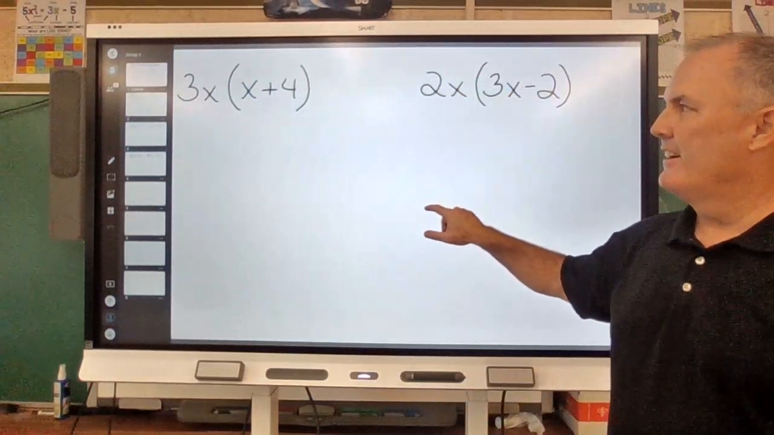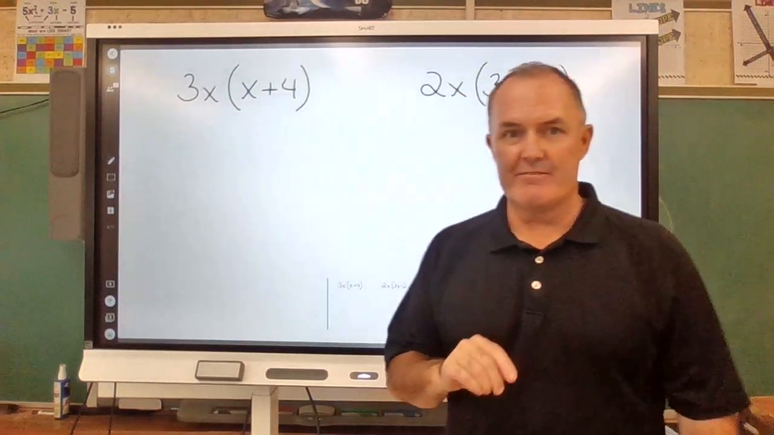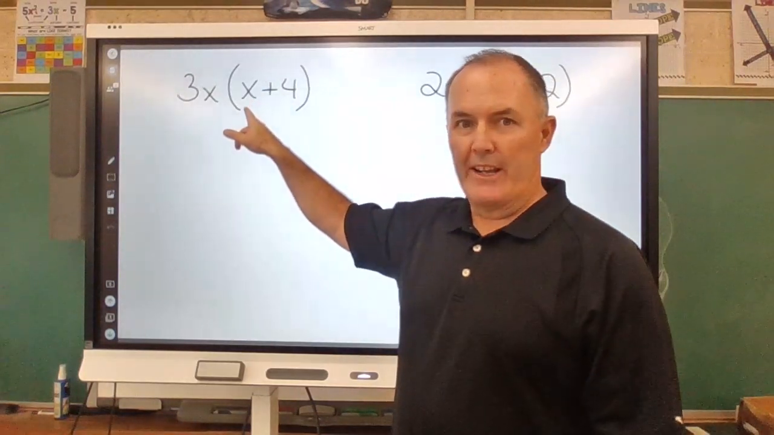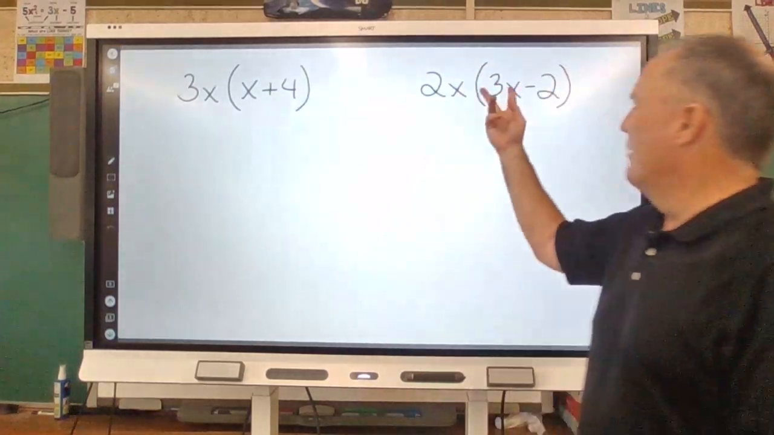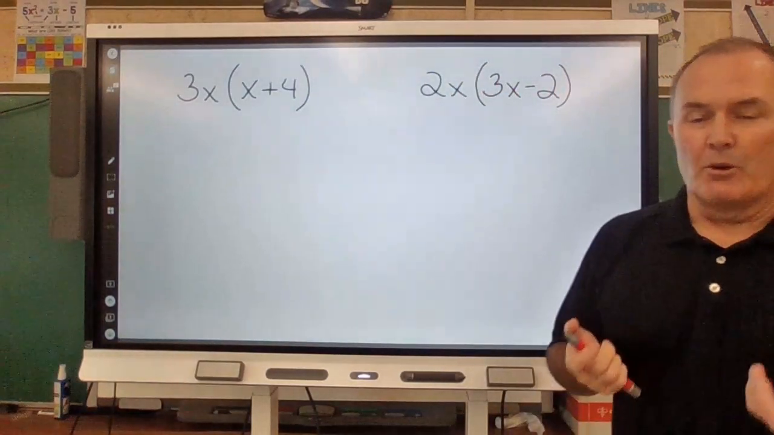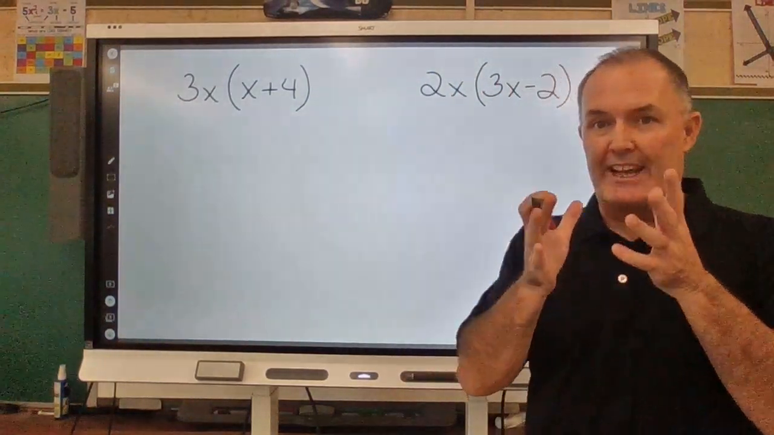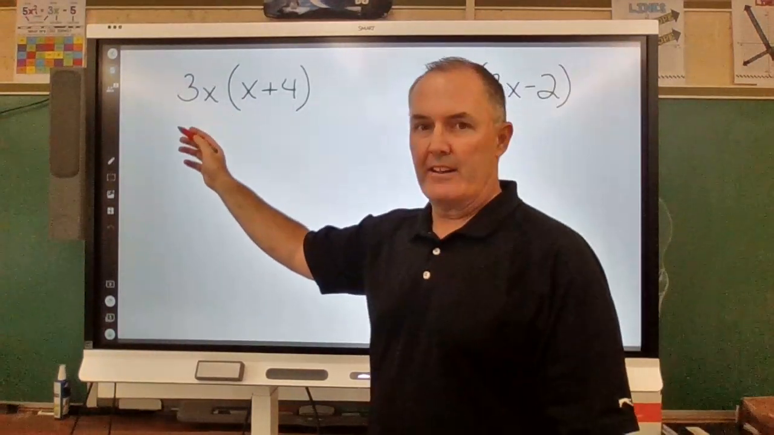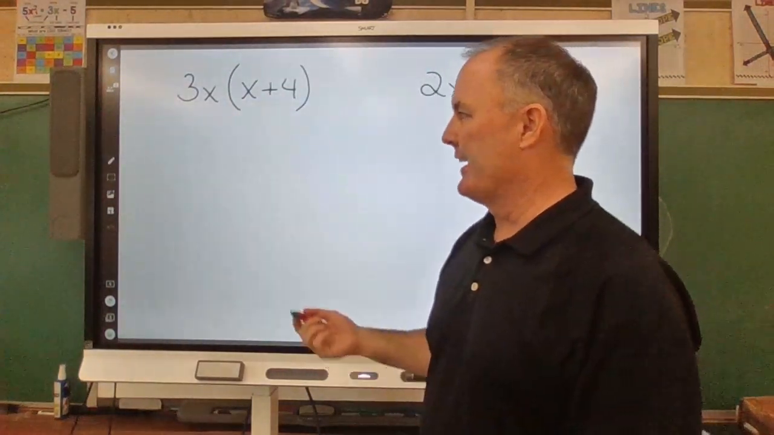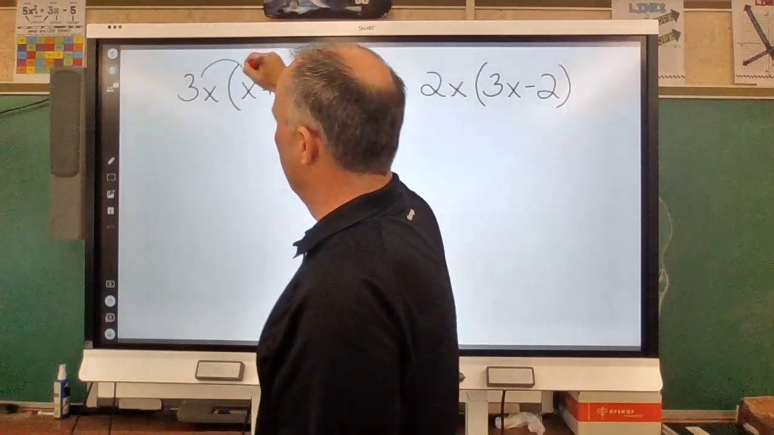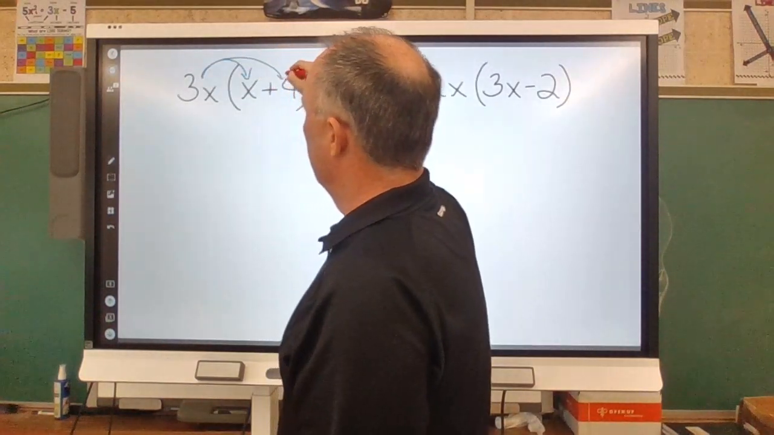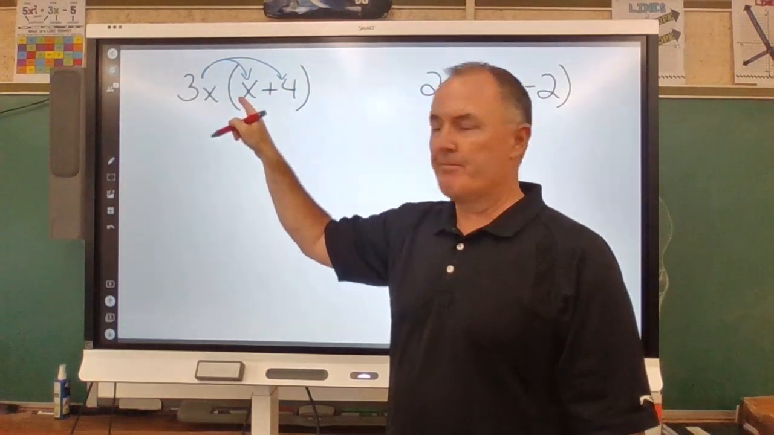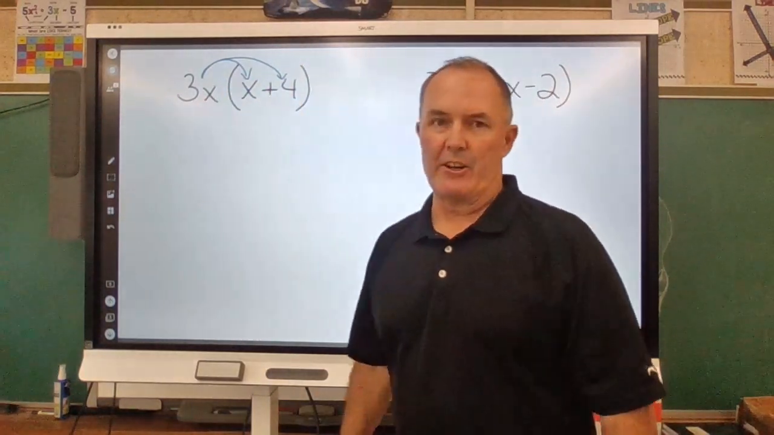So here, we now have a variable on the inside and a variable on the outside for both of these. So once again, we're just going to multiply whatever's on the outside, the term that's on the outside, by each individual term on the inside. We're going to distribute to the first term, and then distribute to the second term.